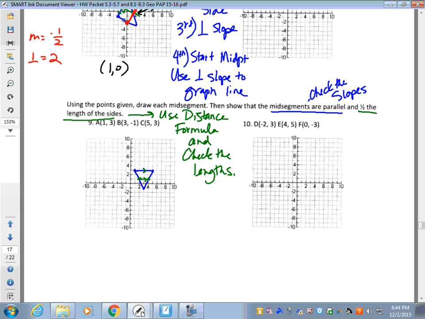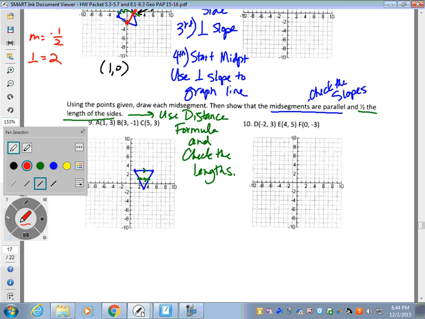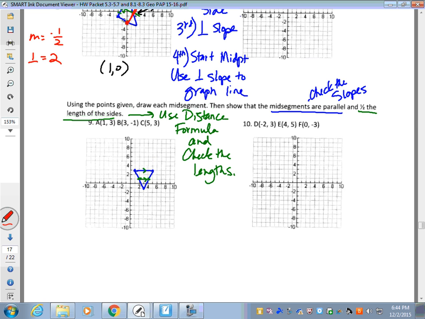And then I could, if I needed to, count. This unit right here is 2. And then if I count here, 1, 2, 3, there's 4. So I can physically see that it's half the length of the side. Okay? So you are responsible for that.